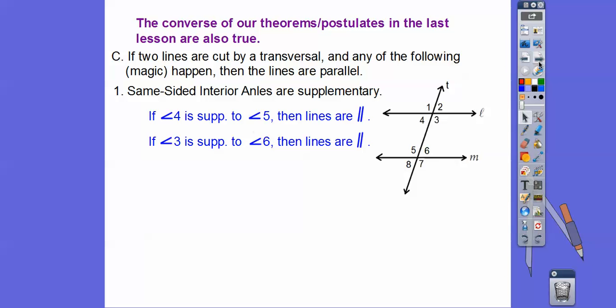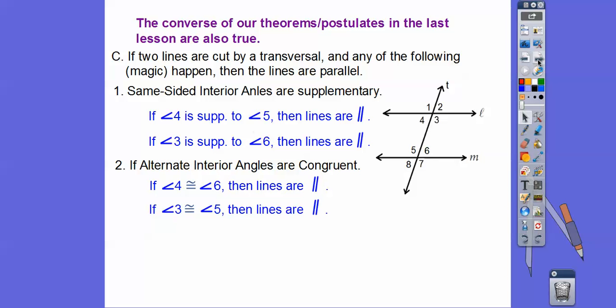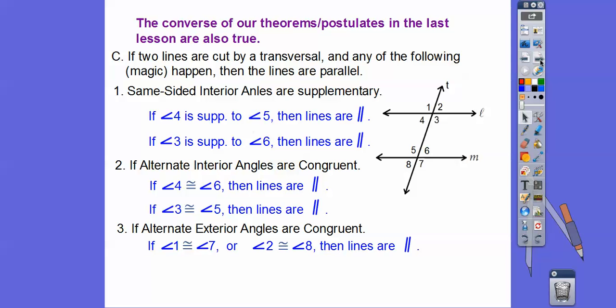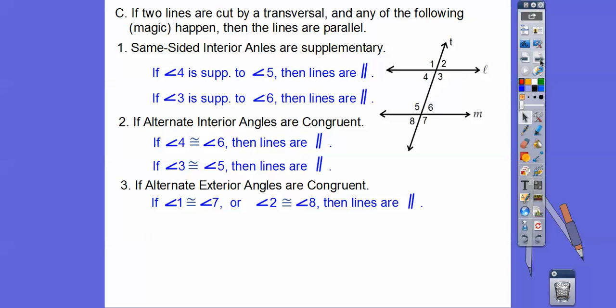All right, so this next one says if the alternate interior angles are congruent, so if we can show that 4 is congruent to 6 or 3 is congruent to 5, then the lines are parallel. Okay, if alternate exterior angles are congruent, like 1 and 7, 2 and 6, if we can show that those are congruent, then the lines are parallel. Okay, and then corresponding angles. If corresponding angles are congruent, then the lines are parallel.